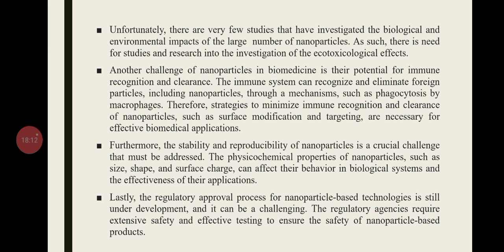Furthermore, the stability and reproducibility of the nanoparticles is also a crucial challenge that must be addressed. The physicochemical properties of the nanoparticles, such as size, shape, and surface charge, can affect their behavior in biological systems and the effectiveness of their application. Lastly, the regulatory approval process for nanoparticle-based technology is still under development, and it can also be challenging. The regulatory agencies require extensive safety and effectiveness testing to ensure the safety of the nanoparticle-based products.